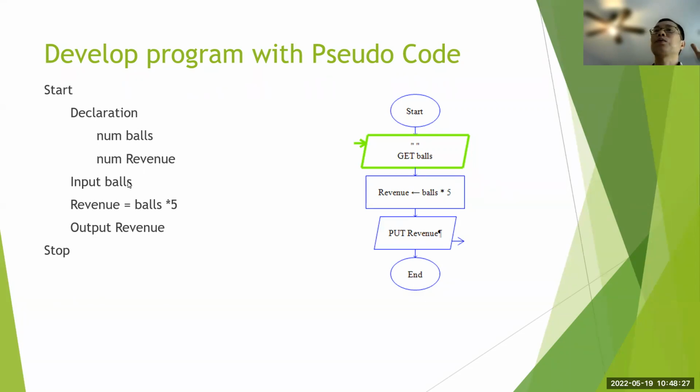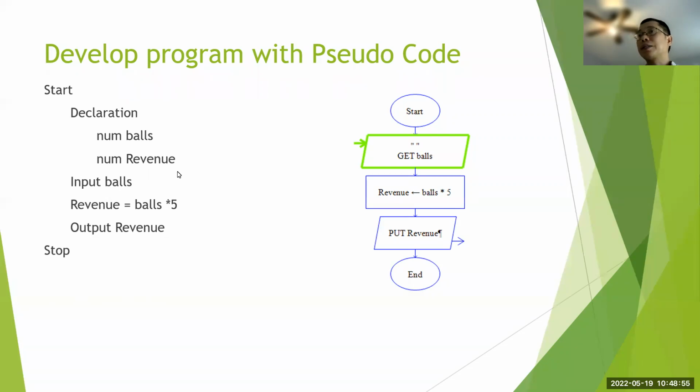So you see you have three steps here. You get the input: input ball, how many balls. From the number of balls, you figure out the revenue. Revenue is the ball times 5, where 5 is the price of each ball. When you figure out the revenue, the last step is to print out the revenue. So that is a very simple program in pseudocode.